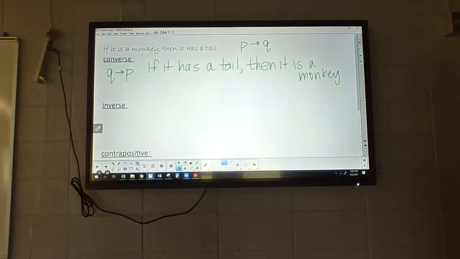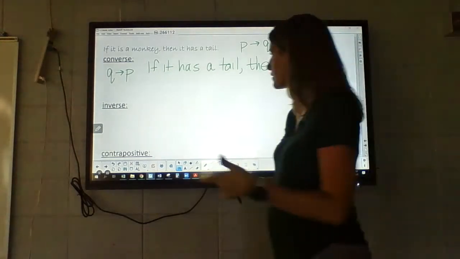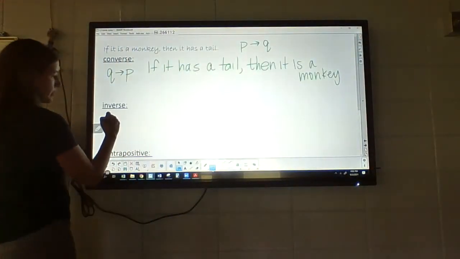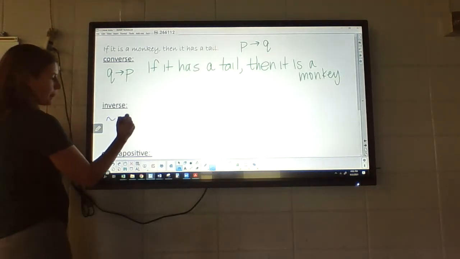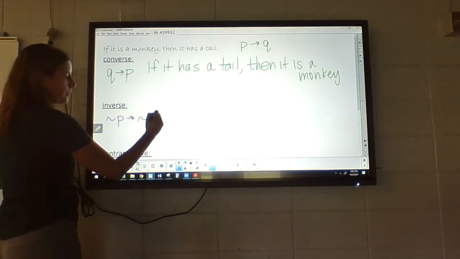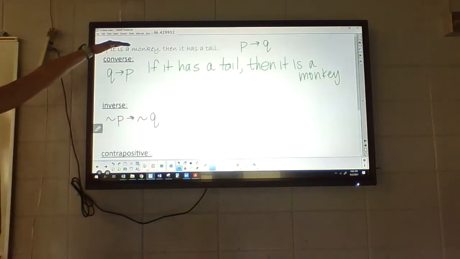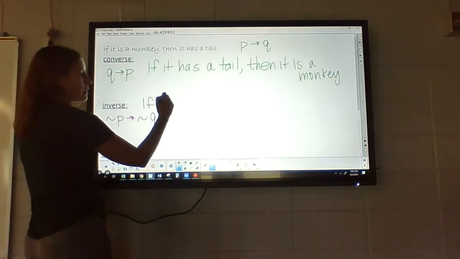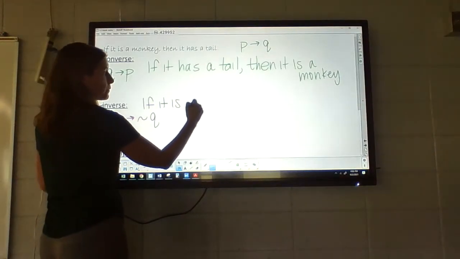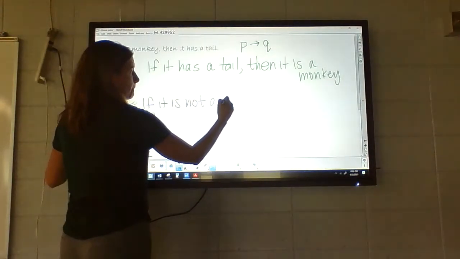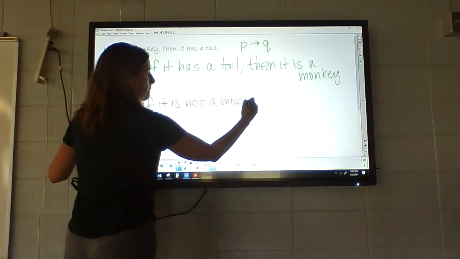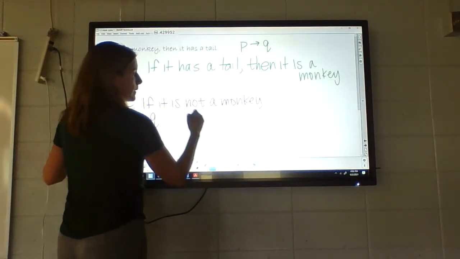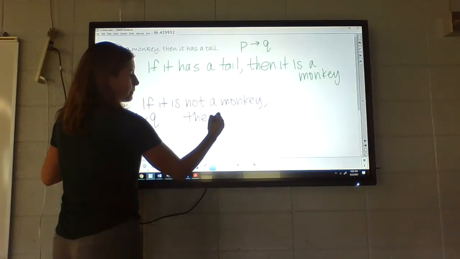The inverse, which I think I always get mixed up with the negation, is basically saying not of each of the original. So it's taking the P and Q and you're going to do not P implies not Q. So you don't change the order of the original, you just make them not. If it is not a monkey, then it does not have a tail.